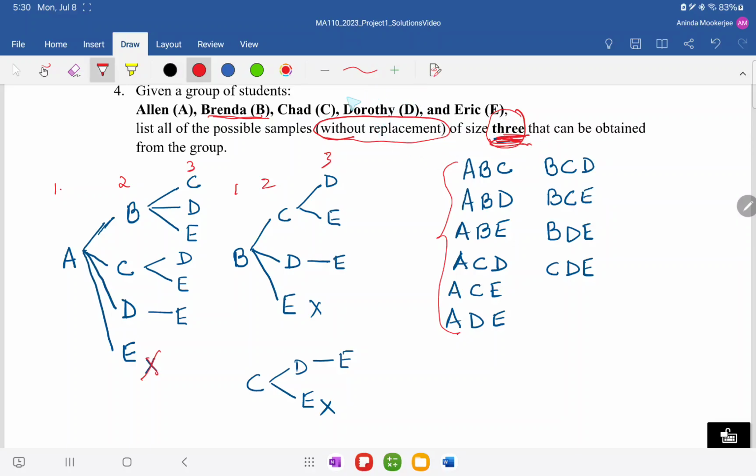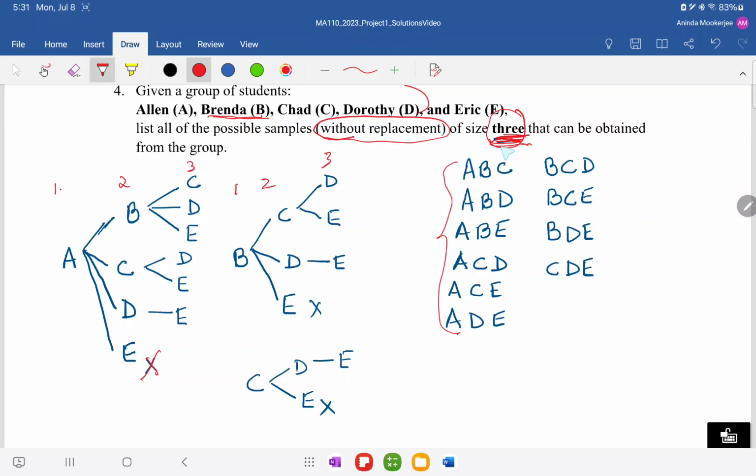We don't need to build a tree with D in it because after D there's only one name, so it will not give us a combination of size 3. All right, so this is how you go about it. This is a complete list, all possible. There should be 10 possible.